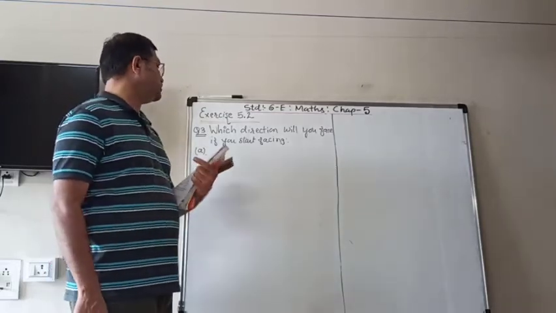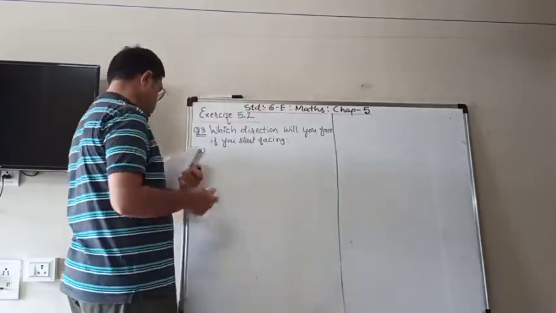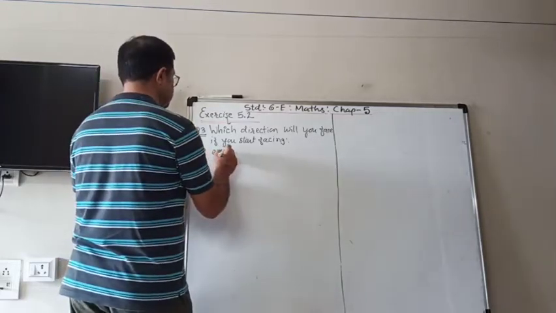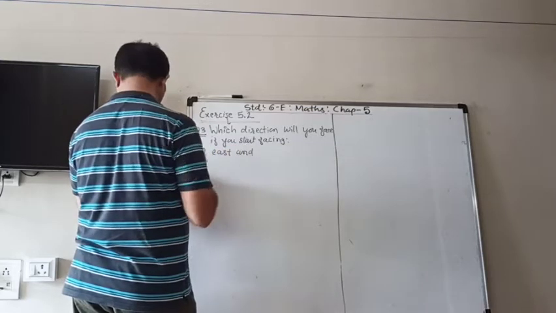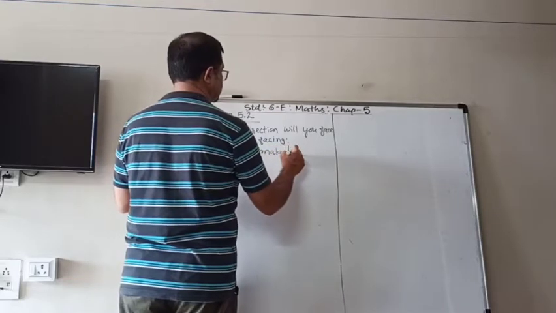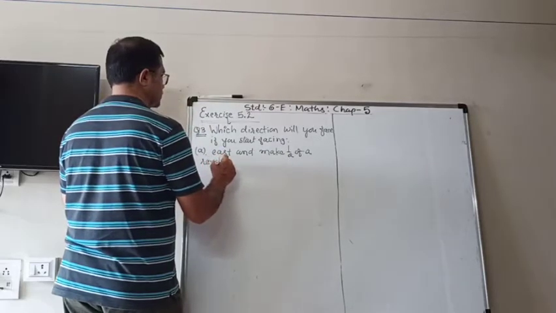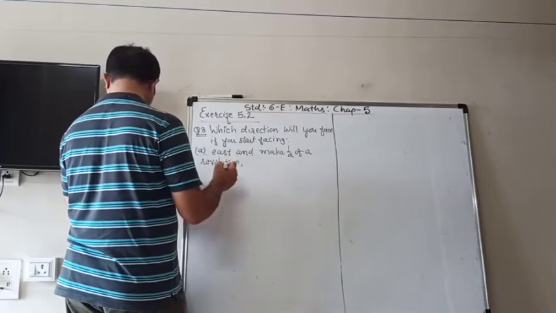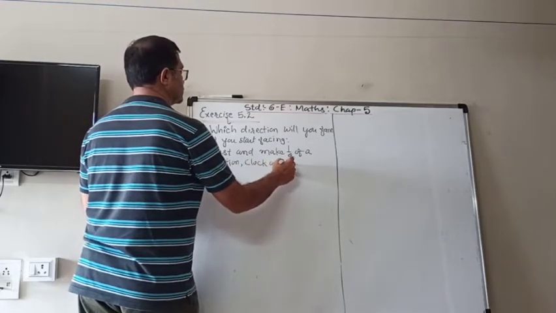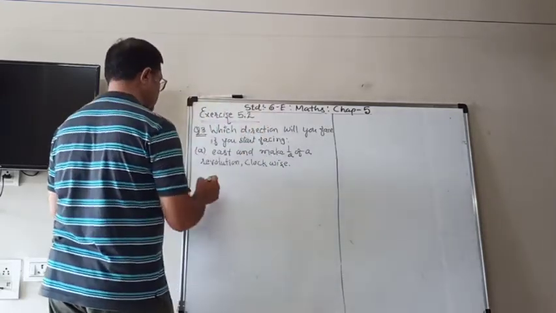Which direction will you face if you start facing? So now here also there are different situations given. First, you are facing east and make half of a revolution clockwise. Here also you know that it is easier when you draw the directions.